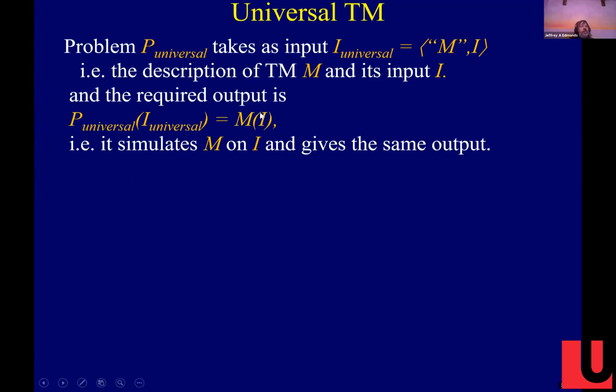And what is the required output? Well, the universal computational problem, given an input, of course, the input is a Turing machine and an input, is to tell me what that Turing machine will do on that input, right? Everybody understand this computational problem? I give you an M and I give you an I, and you interpret M as a Turing machine, and you tell me what M does on I as a Turing machine, right? Everybody get that?